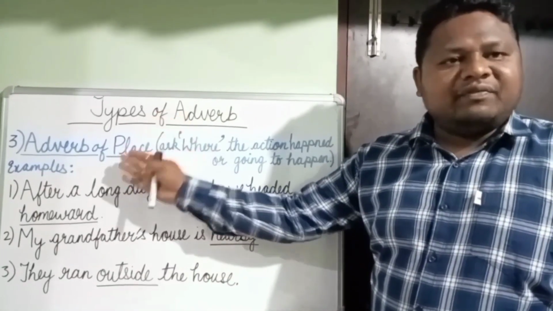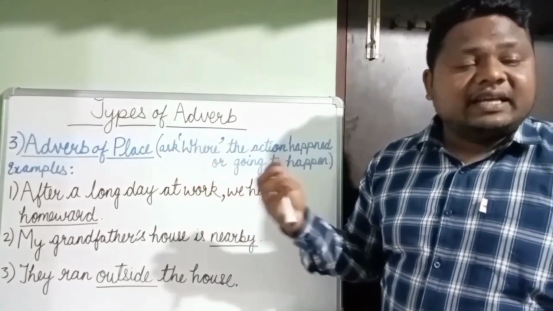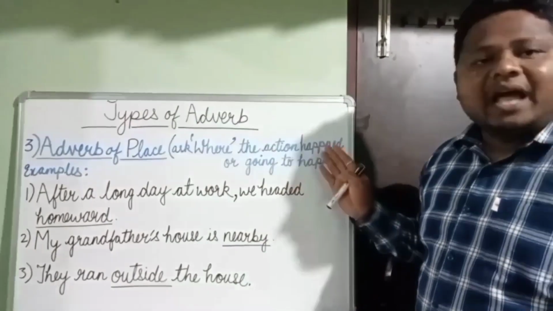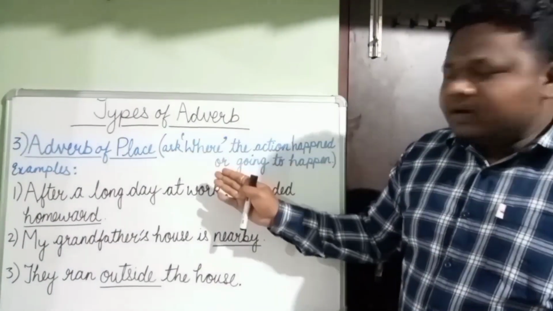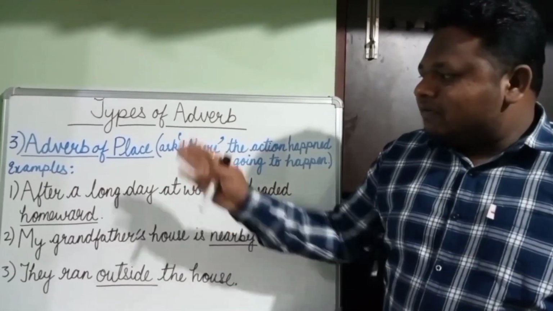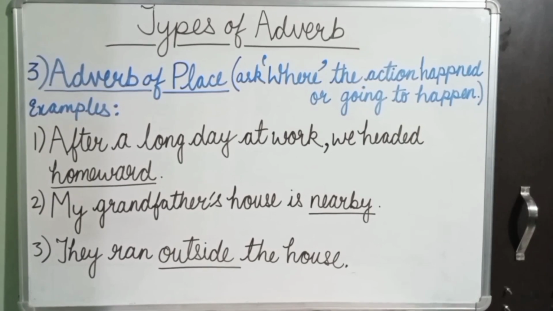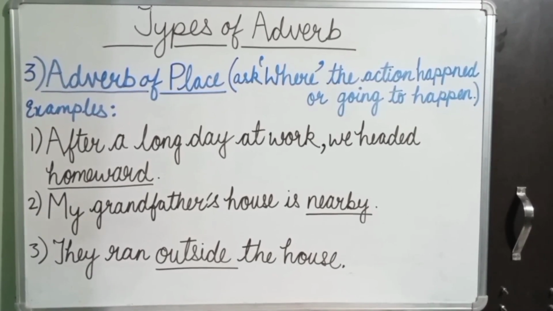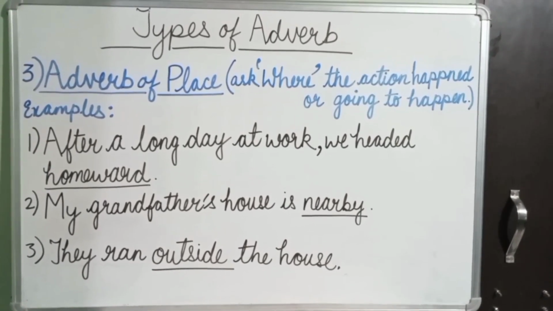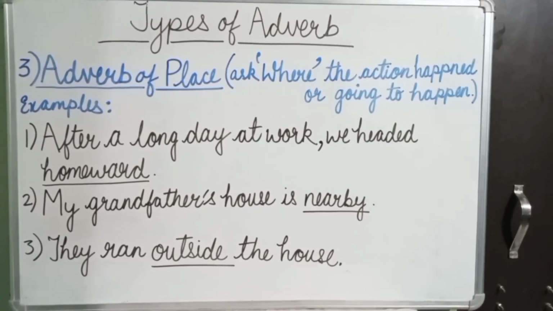Number 3, adverb of place. Here, the words that give the answer to our question where the action happened or where the action is going to happen are adverbs. For example, number 1, after a long day at work, we headed homeward. Ask a question. Where did we head after a long day at work? We get the answer homeward.